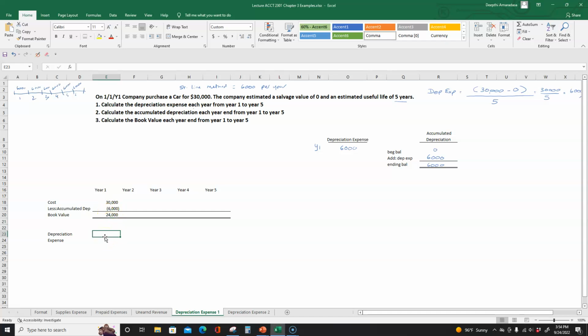Depreciation expense will be reported in the income statement, and the amount that will be reported in the income statement will be 6,000. The depreciation expense here is 6,000. So that took care of year one. Now let's look at year two. Let me make this centered so that it fits better. For year two I'm just going to erase these and we'll start new with year two numbers.